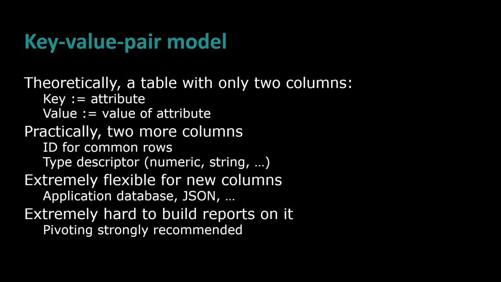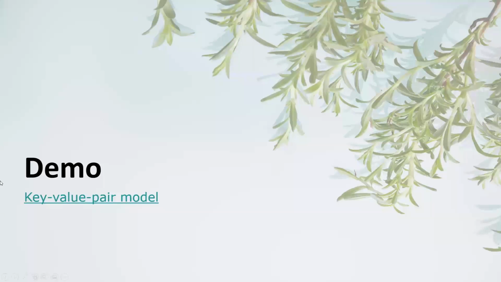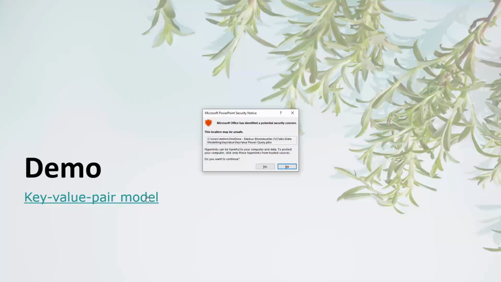It's extremely hard to build reports on it. I mean, there's one thing which is really cool, which I will demonstrate, but usually you have to pivot the thing. You have to take all your rows and make columns out of that. And this can be hard to do because there's a flexible schema. So what I came up with here is an almost flexible thing to react to those key value pair models. This is the third and last example I want to demonstrate here. So let's open up the key value pair model.